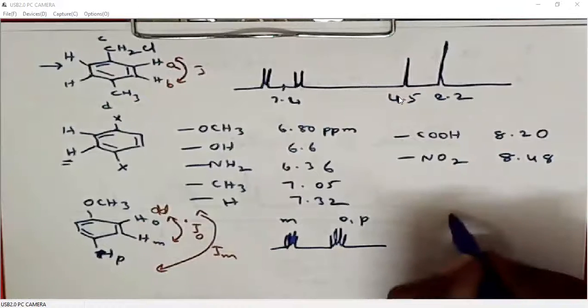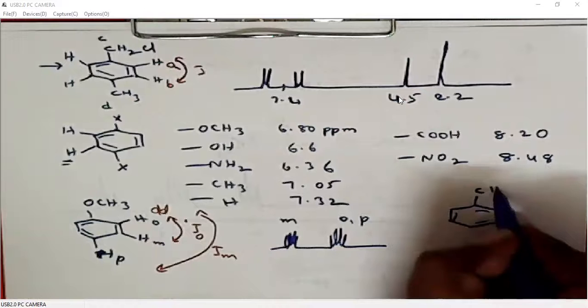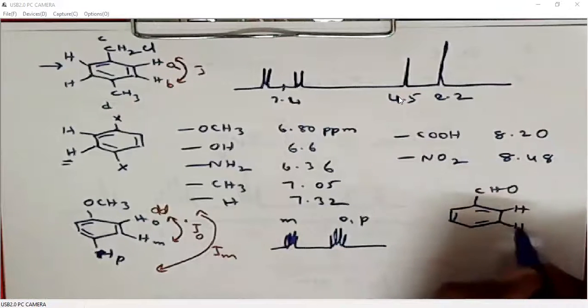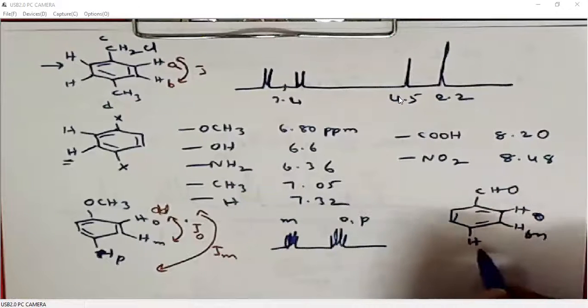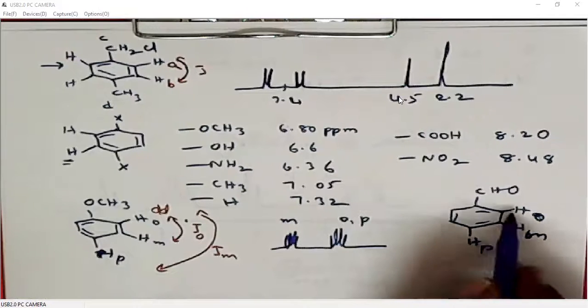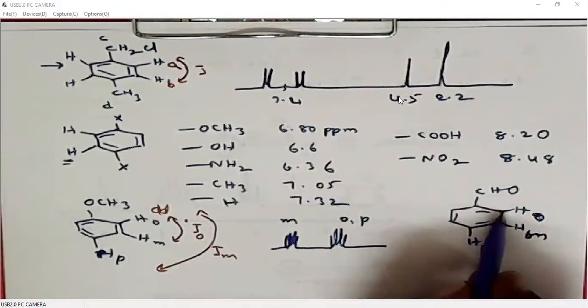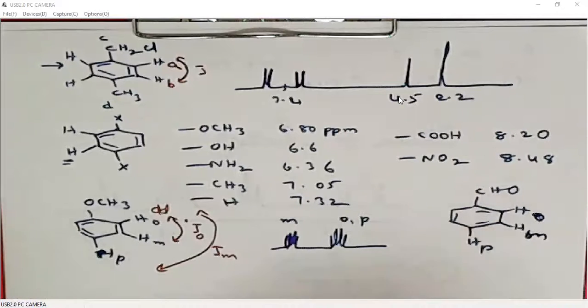If we have an electron withdrawing group, for example, take benzaldehyde. Now the same story is true for the ortho and para positions. In this case, ortho and para will appear at a high delta value compared to meta. Why? The electron withdrawing group will directly withdraw electrons from the ortho and para positions. So as a result, ortho and para protons will appear at a high delta value compared to meta.